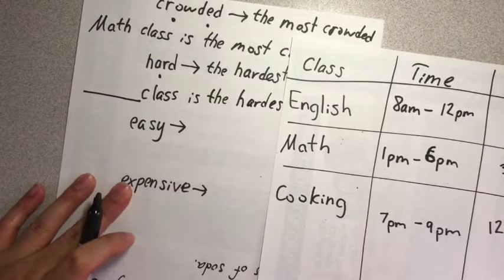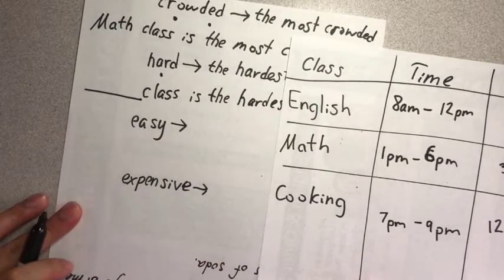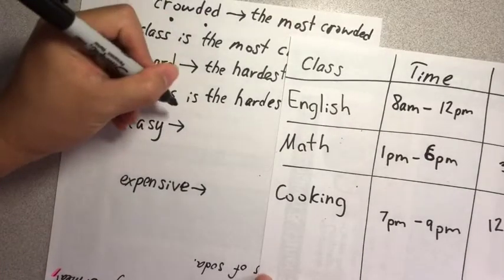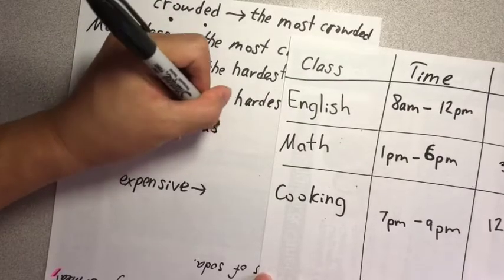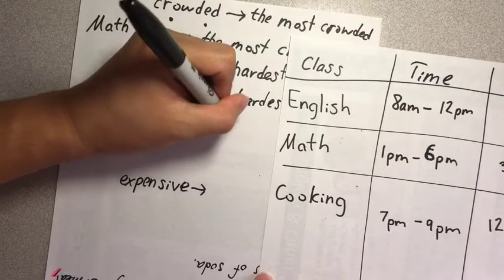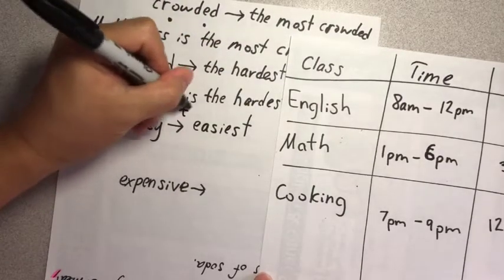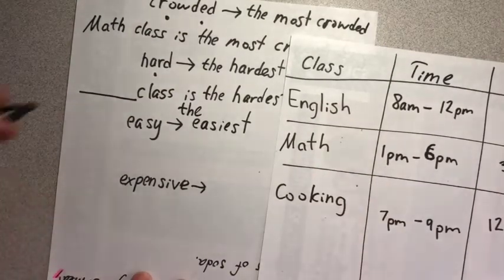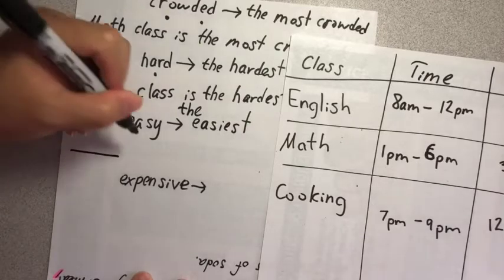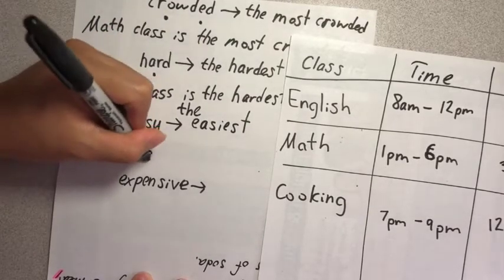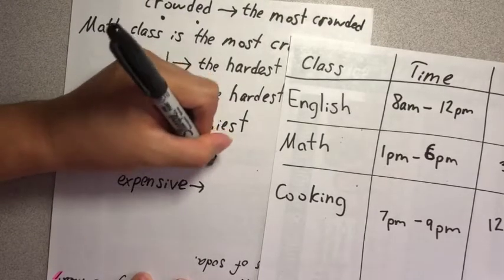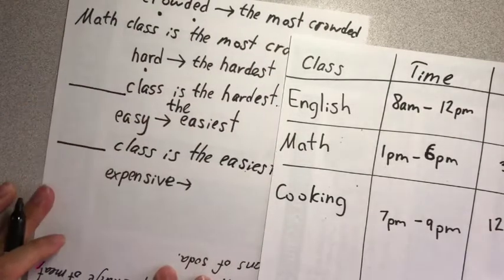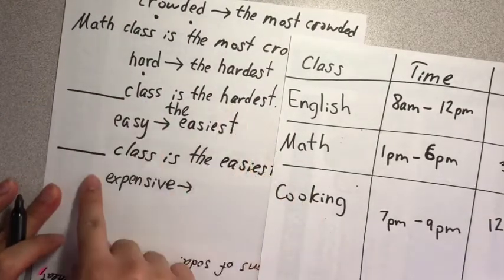Easy. How do we write easy for three things? Easy ends with the letter Y. So when a word ends with the letter Y, we change the Y for IEST. We say the easiest. Which class is the easiest? This one is also your opinion. It's what you think. So blank class is the easiest. Which class is the hardest? Which class is the easiest?